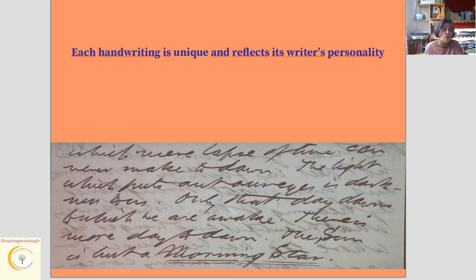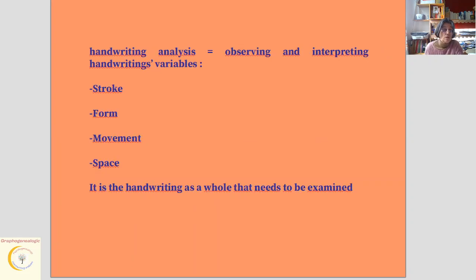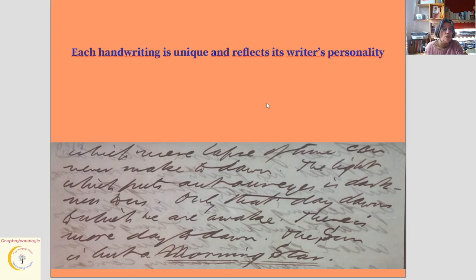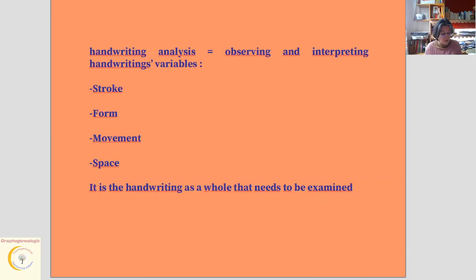So, what can we learn from the handwriting analysis? What can we expect from it? We can expect a portrait of the person according to his personality. But I'll go into that a little bit later on. Right now, I want to tell you how the handwriting analysis works. First, we have to observe the handwriting and then interpret the variables. So we have to collect all the different variables about this handwriting.